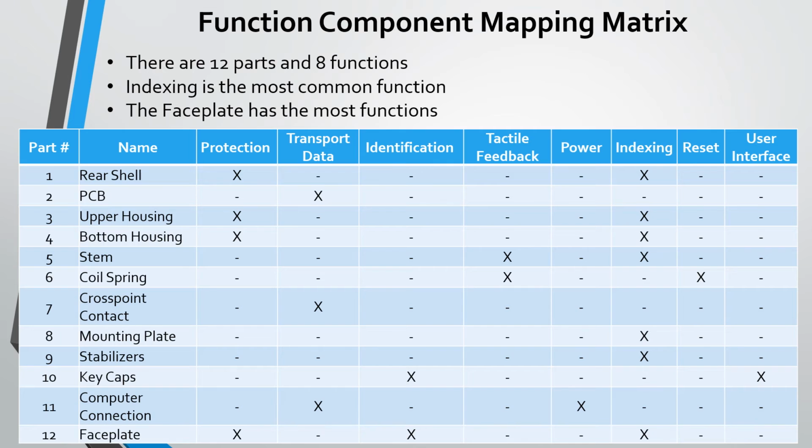Using a function component mapping matrix, we found that out of our 12 parts, the faceplate has the most functions. It protects the inside of the keyboard from most dirt and from impacts. It keeps all the switches in place and has markings on it indicating what some buttons do. We also found out that indexing or positioning is the most used function, which makes sense since this is a mechanical keyboard. All the parts need to line up and need to stay in place before, during, and after each keystroke.